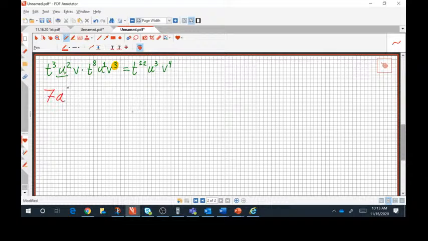7 a to the 5th b c to the 10th, times 3 a b to the 12th c squared. What is that? Teach! What is that?